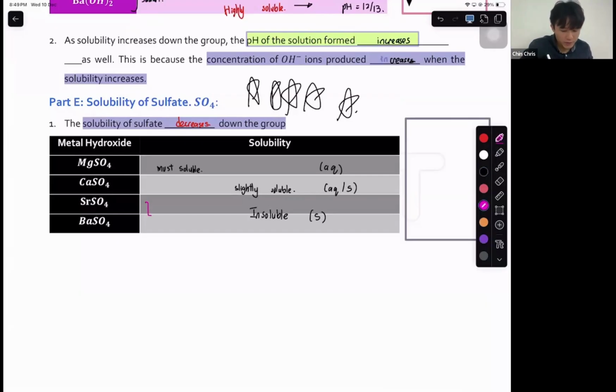Color of sulfate precipitate is also a white PPT. Understand? What about the solution here? Color? That's the color. Colorless solution.